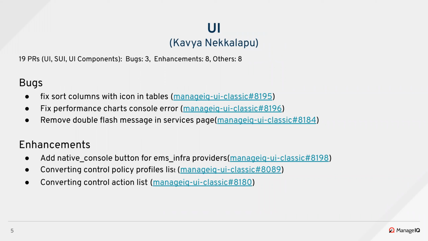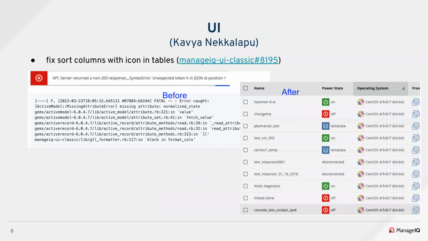Yep, thanks, Oleg. This sprint a total of 19 PRs got merged into UI repos, 3 bugs, 8 enhancements, and so on. Next slide, please. This is a bug. Sort is not working on columns where columns are not actual attributes or virtual attributes of the database table. For example, the operating systems column in the VMs table, like in the screenshot. Keenan fixed this issue, and he also fixed some other columns with the same scenario.